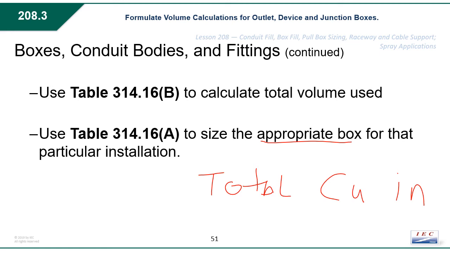So I would use table 314.16 to size a junction box. Let's say I have a total install that uses 20 cubic inches of conductors and devices. I need to make sure that I have a junction box that can handle at least 20 cubic inches, which I believe a 4 square by 2.5 inch or 2 1/8, I can't remember which one it is, can handle up to 21 cubic inches, but I'd have to look that up in the table to be for sure. So that's why I would go to table 314.16a to find my appropriate box for that install.